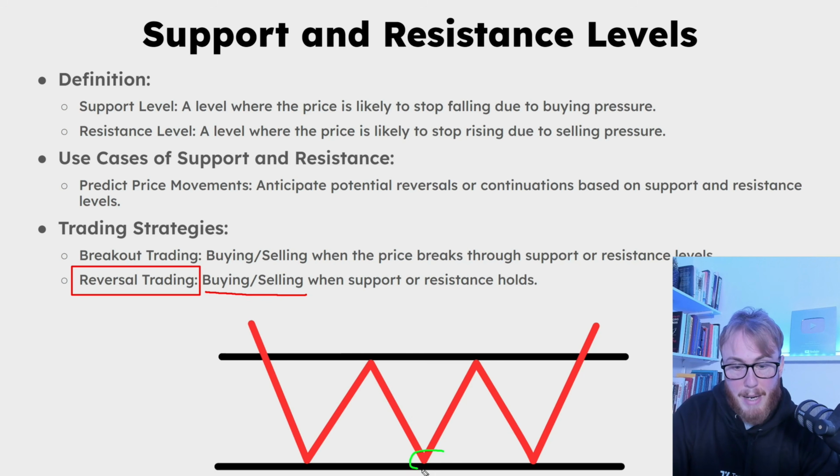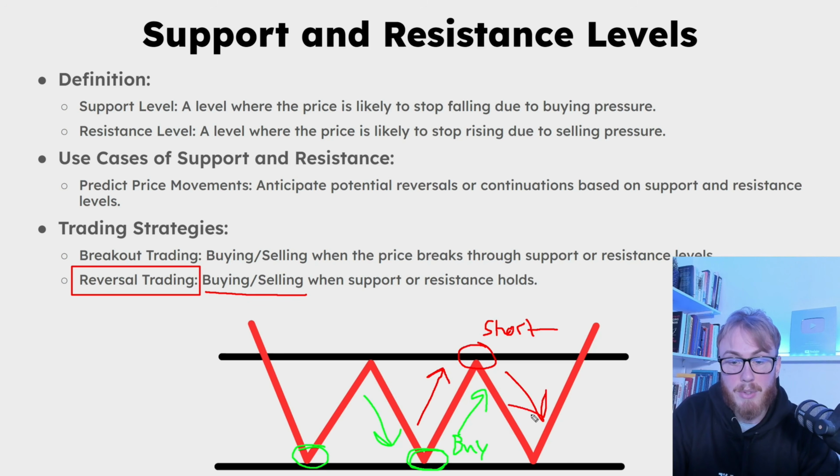So for example, buying at this point, if you would buy right here, this would be what? Well, this would be a reversal trade because the support is holding and your goal is for the price to reverse from down to up. But if you go short at this point right here, this is also a reversal trade because now your goal is for the price to reverse from up to down by the resistance holding.